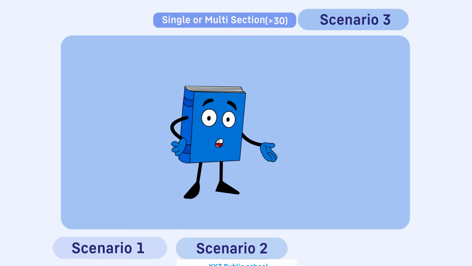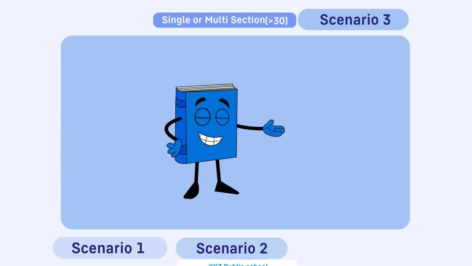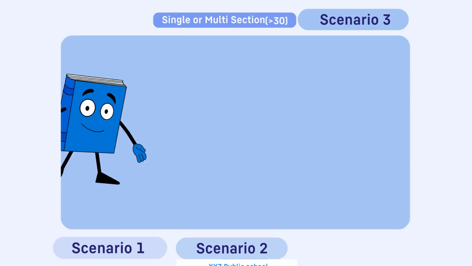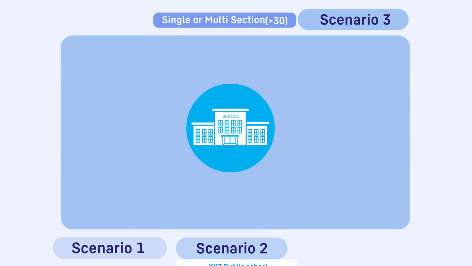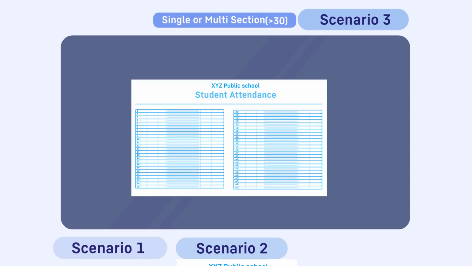Scenario 3. Last but not the least. There is a third scenario where after selecting the section, either in a single section school or multi-section school, we end up with more than 30 students. Let's assume in XYZ public school, the section that is being surveyed has 50 students. In such a case, we will perform the following steps.